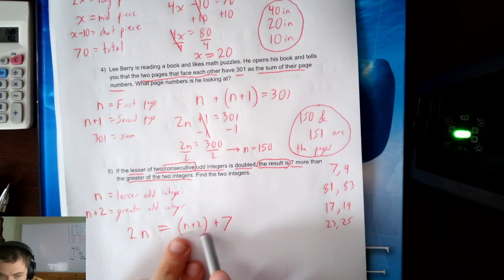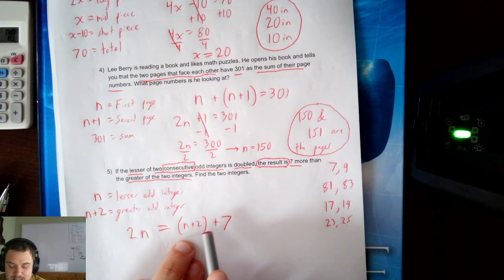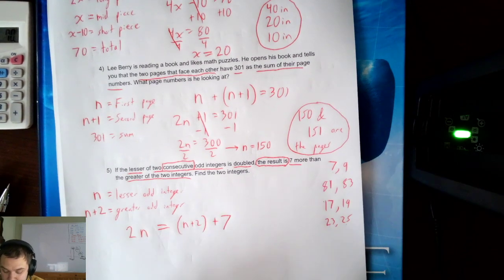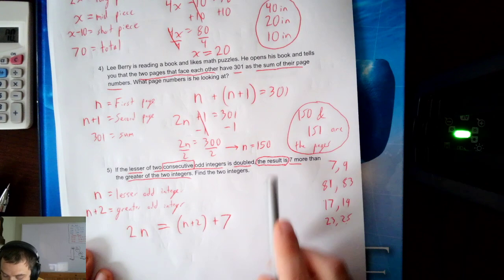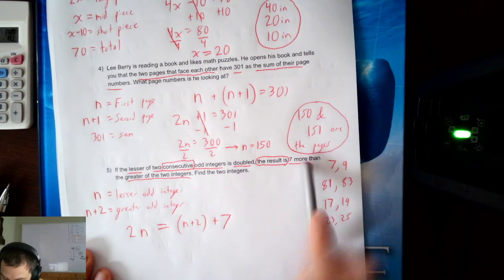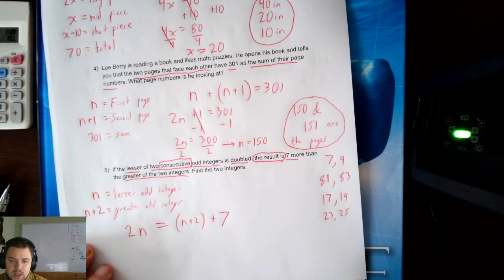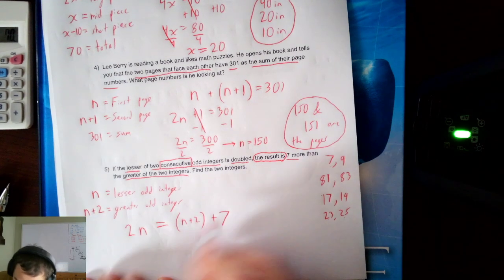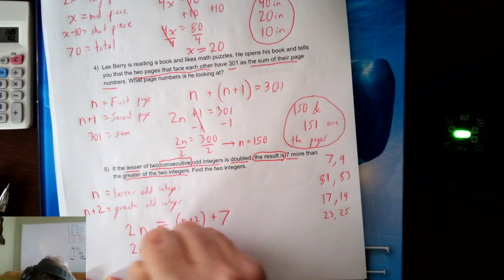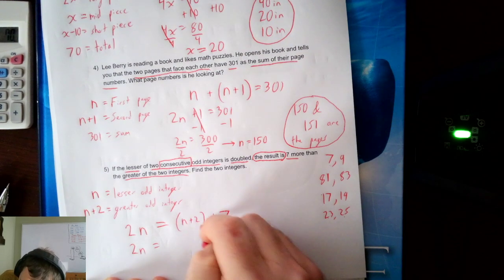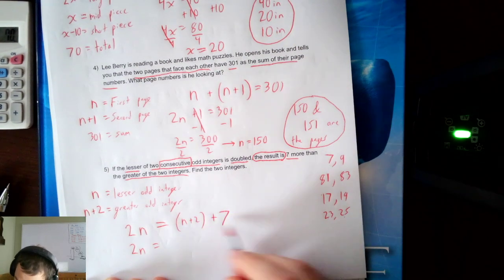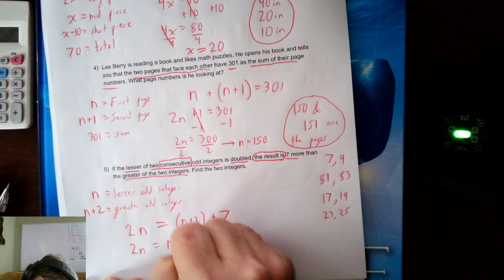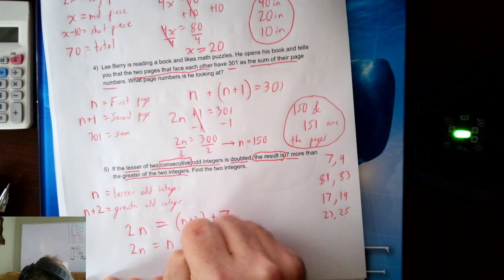Notice the parentheses help me here to make sure I keep my symbols consistent. The lesser is doubled, 2n. The result is 7 more than the greater. So I unpacked the words to get my equation. Now, on the right-hand side, I can clean things up a little bit, right? N plus 2 plus 7, I can drop these parentheses. It's all addition. And n, 2 and 7, like terms, combine to be 9.